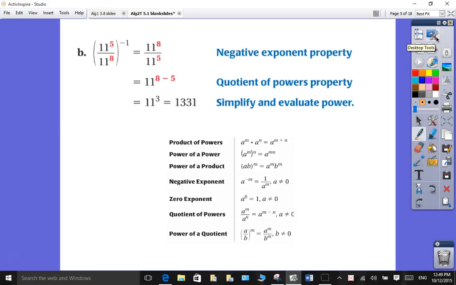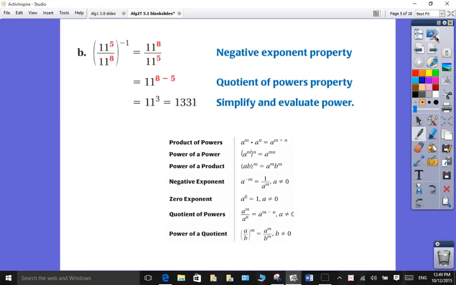So here's another one. Use properties of exponents to simplify this thing. So what did they do? What does it look like they did from here to here? What moved? What changed? They took it, it was all raised to a negative exponent. So again, to get rid of a negative exponent, you flip to the other side of the fraction. Essentially, it's just saying flip what's inside. And that's what they did. The 11 to the 5th went to the denominator. The 11 to the 8th went to the numerator. That's what raising to a negative 1 does. It just flips everything.